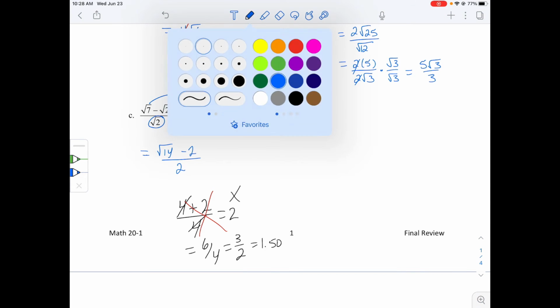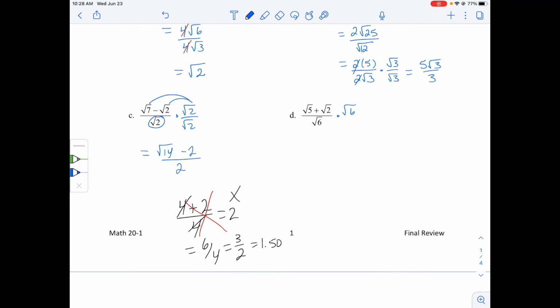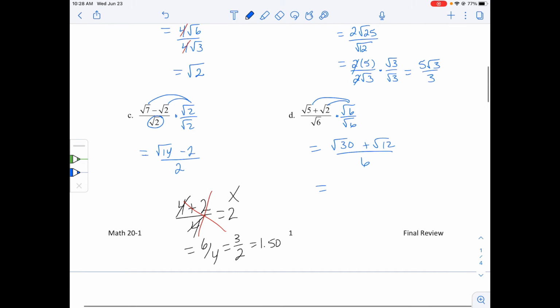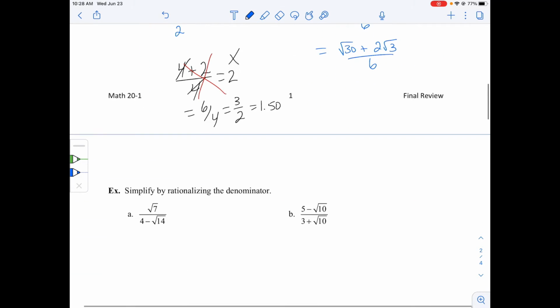All right. This next one, again, we're going to multiply by root 6 over root 6, and distributing backwards, we get our root 30 plus root 12 all over 6. And square root of 30 cannot be simplified, but we can simplify root 12 into 2 root 3 all over 6. And that should be our final answer.